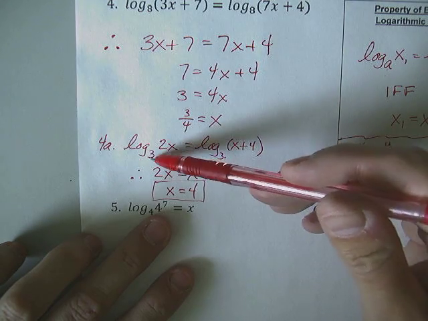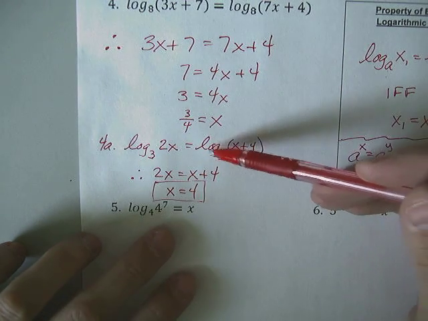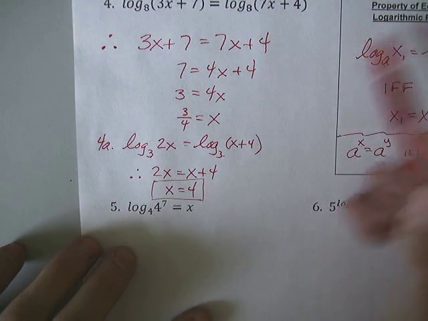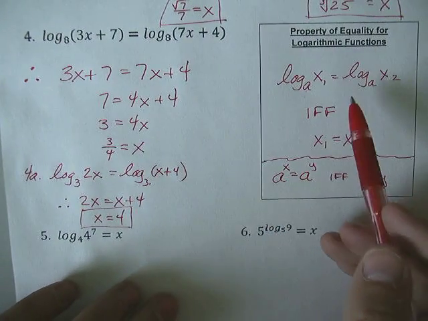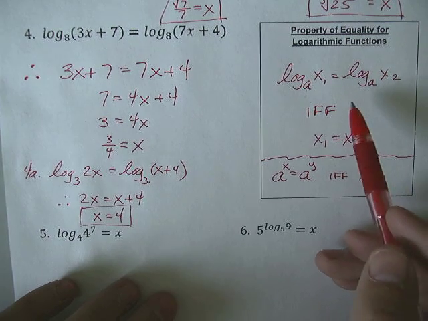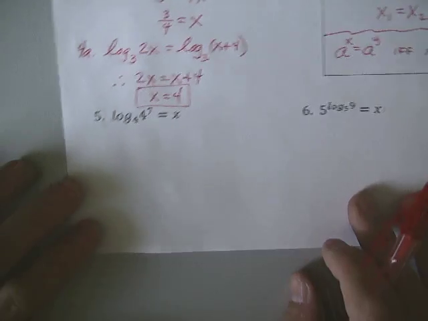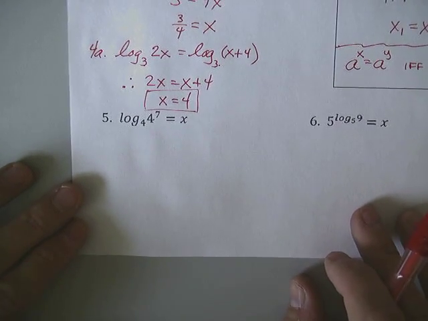And it's true. If you plug in 4, this would say log base 3 of 8, and this would say log base 3 of 8. So it's very true. That's an important idea. We'll come back to this idea more later, but this is one of the things that you should definitely have memorized.